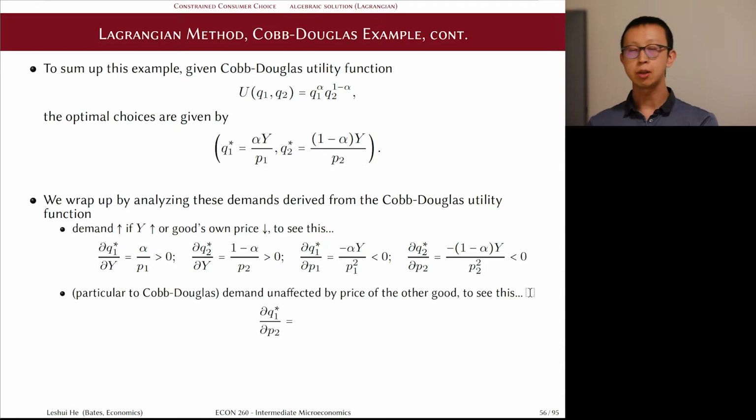However, it is somewhat too simple in a sense that the demand for each good does not respond to the price of the other good at all. If we take the derivative of Q1 star with respect to P2, we will find that the derivative is actually zero, and vice versa. This is not a very intuitive property.